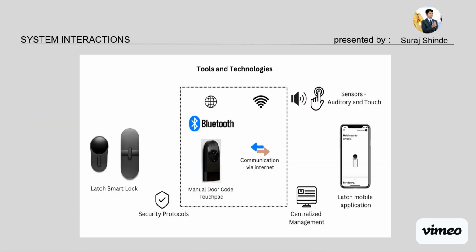For the system interactions, this keyless smart entry system has both hardware and software devices in the form of a smart lock and a mobile application respectively, that interact via both offline and online connectivity tools like internet and Bluetooth. Encompassing this subsystem is a centralized management system along with security protocols that seamlessly integrate these hardware and software tools and technologies. But this is out of the scope of the study.